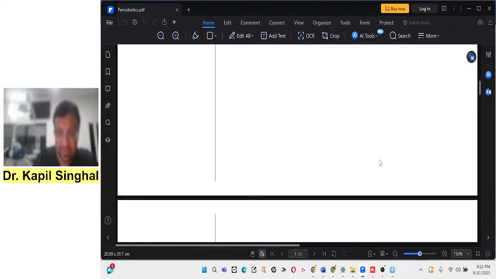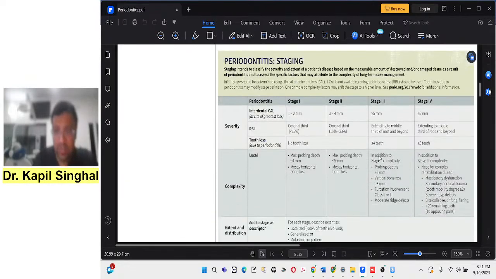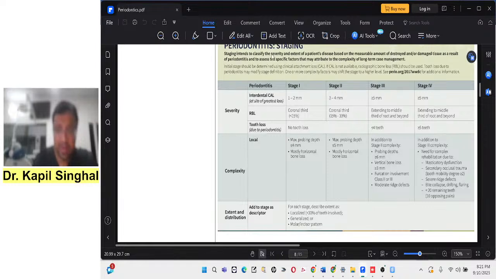So first, let's understand the classification. See, there are four stages of periodontitis staging. Please remember this. If you want to take a picture of this, please take a picture. Otherwise, I'll post it in the group also. The first stage, the clinical attachment loss is 1 to 2 mm. Stage 2, 3 to 4 mm. Stage 3, greater than 5. Stage 4 is also greater than 5. So in the question we have a clinical attachment loss of around 5 mm. So our answer could be stage 3 or 4.